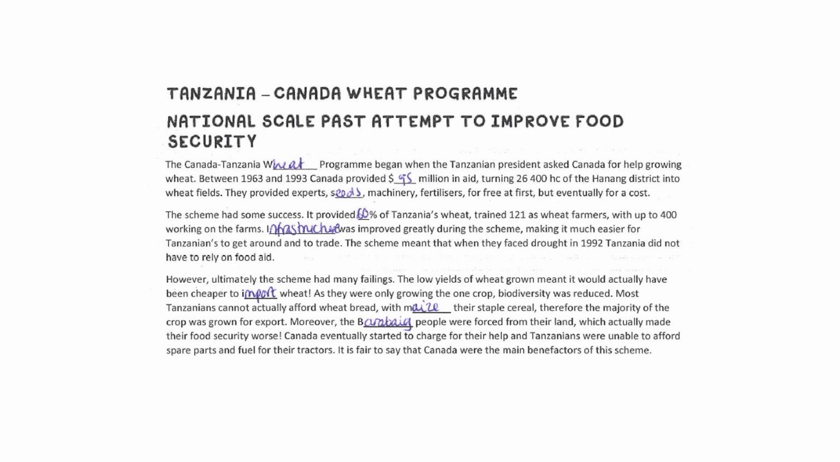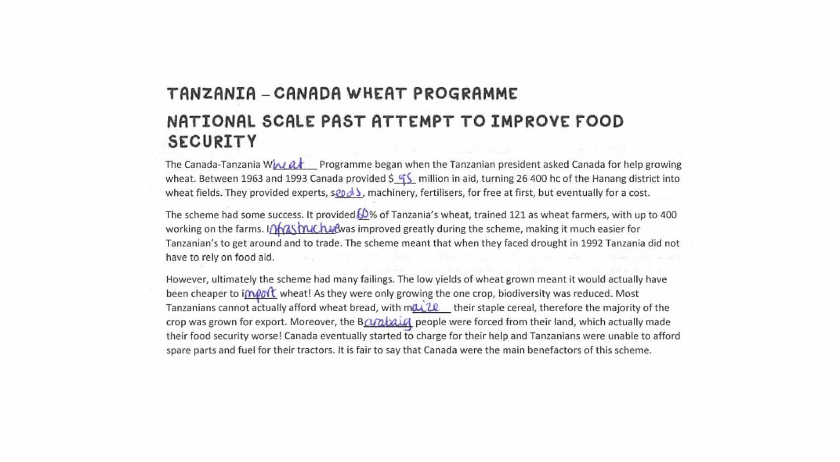The infrastructure was improved greatly, making it much easier for them to get around and to trade. And it meant that when they faced drought in 92, Tanzania did not have to rely on charity, on food aid. However, ultimately, this scheme had many failings.